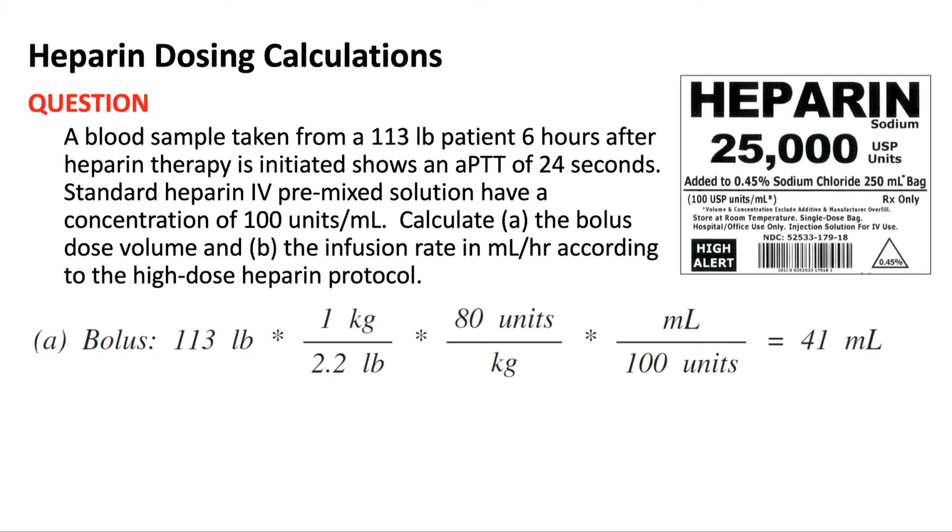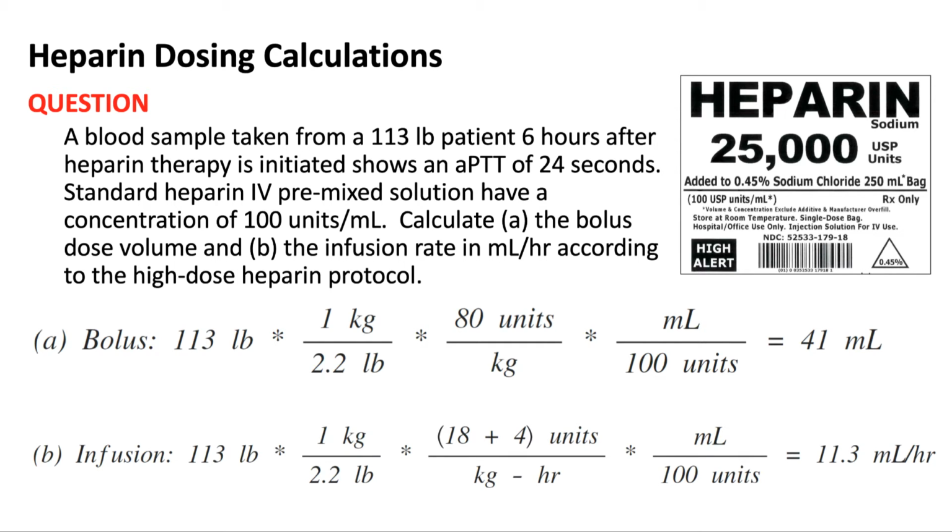So we're going to multiply units by the concentration, expressed as for every 1 milliliter on top, there would contain 100 units, and the 100 units is on the bottom, so that the units cancel, and our final units would be in milliliters. So if you do that math all the way across, starting with 113 and working your way across, the value you should get in the end is 41, and the remaining units was milliliters. So we would need to give 41 milliliters of our 100 unit per mil solution to be able to give this patient the bolus dose that they require. So that finishes the bolus dose.